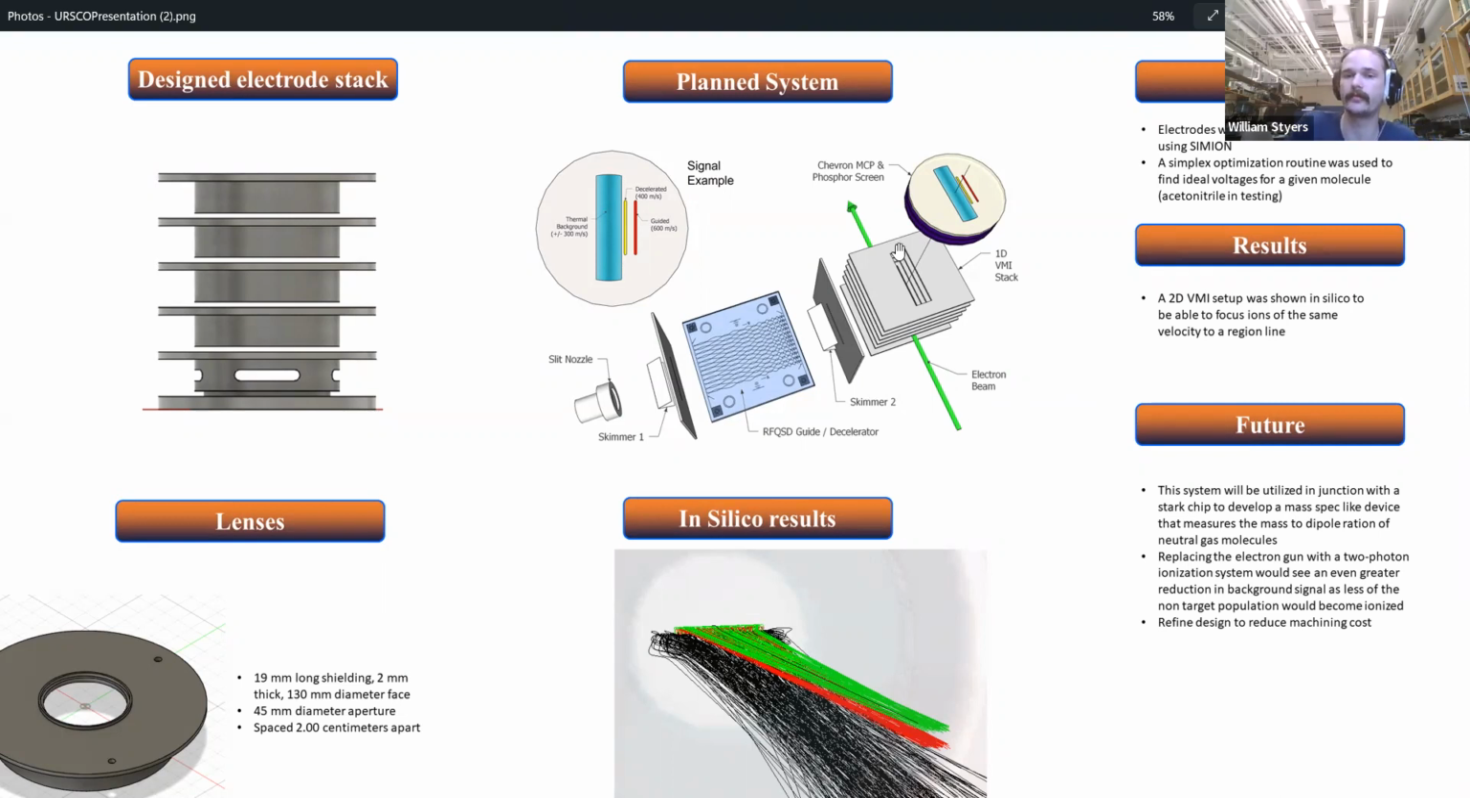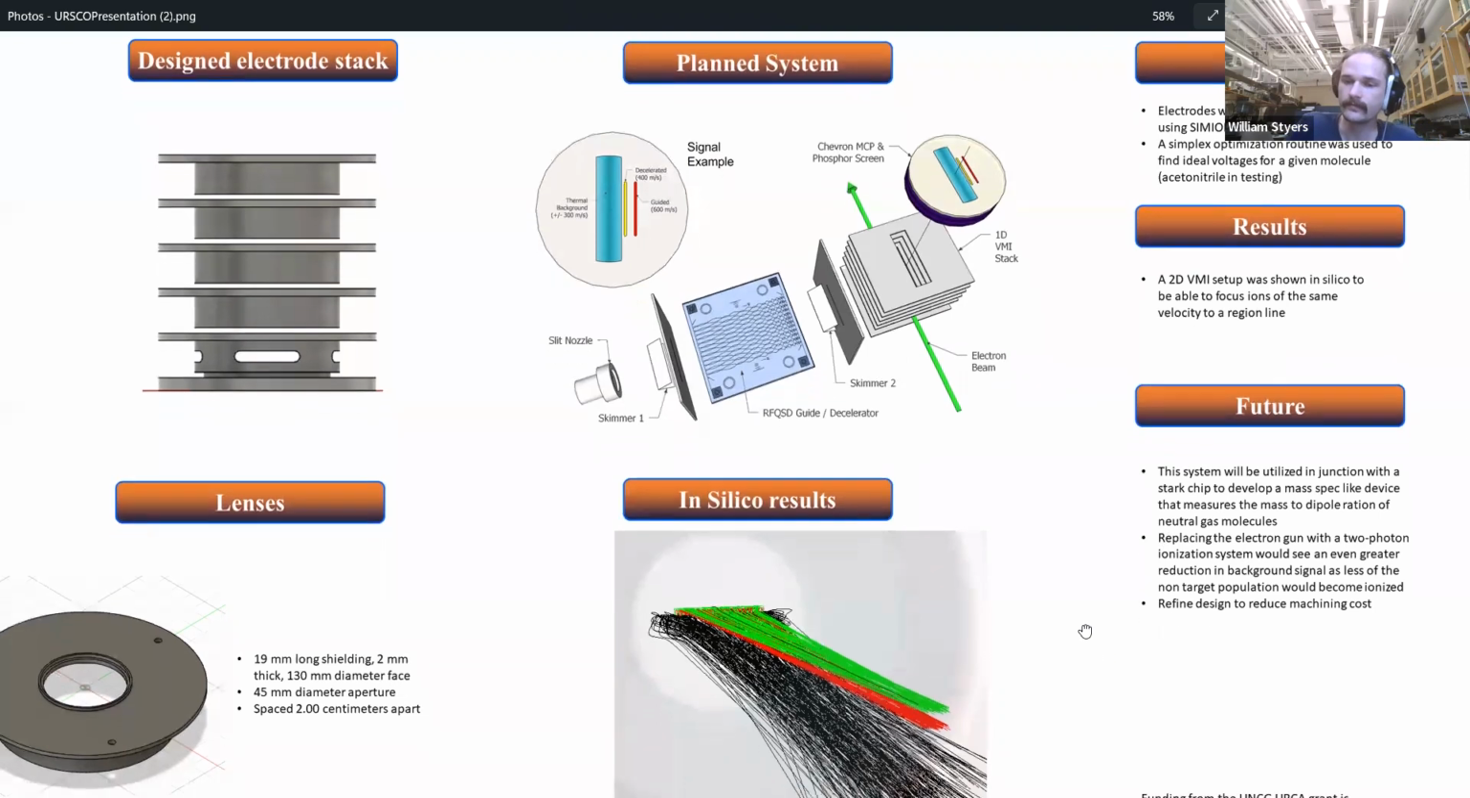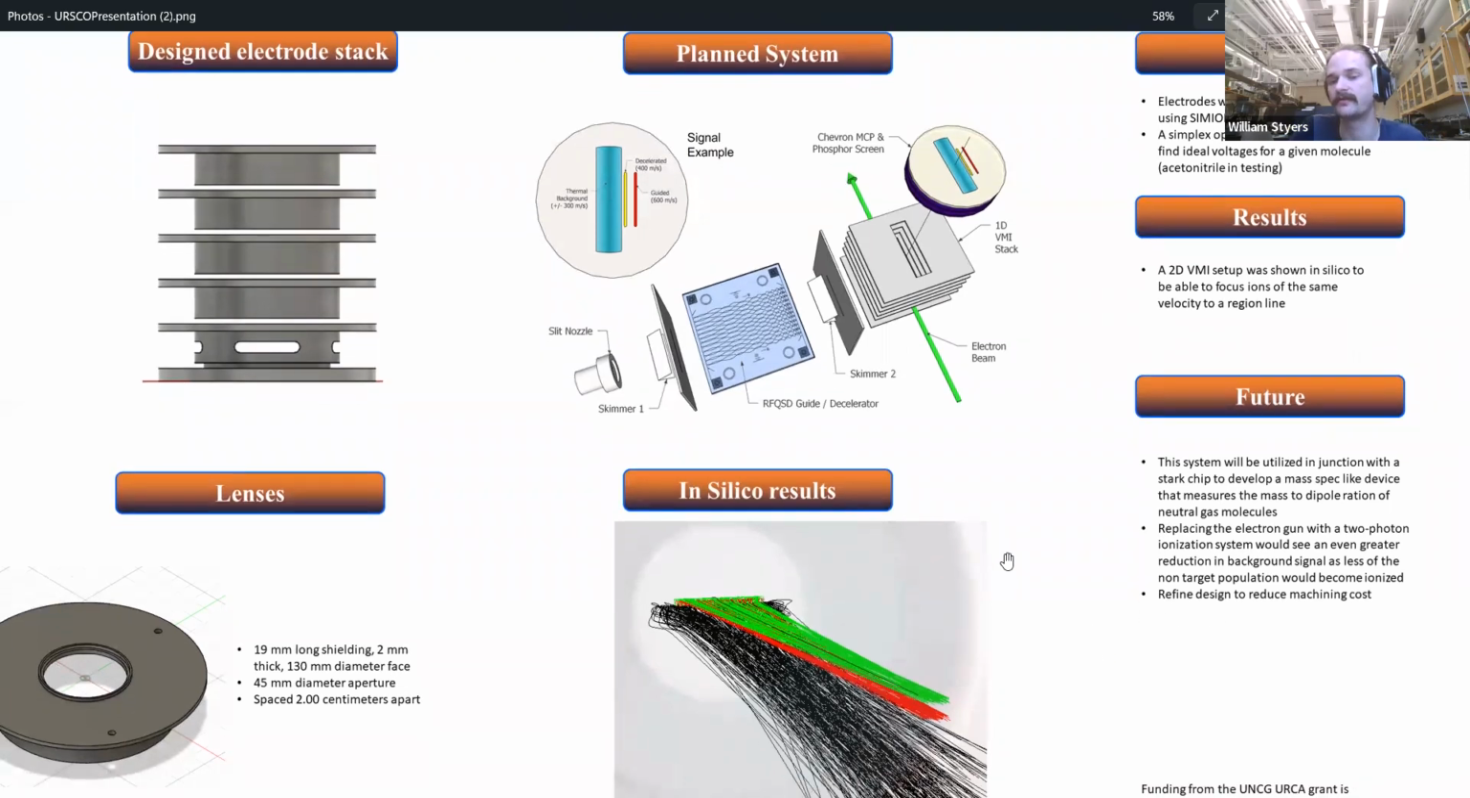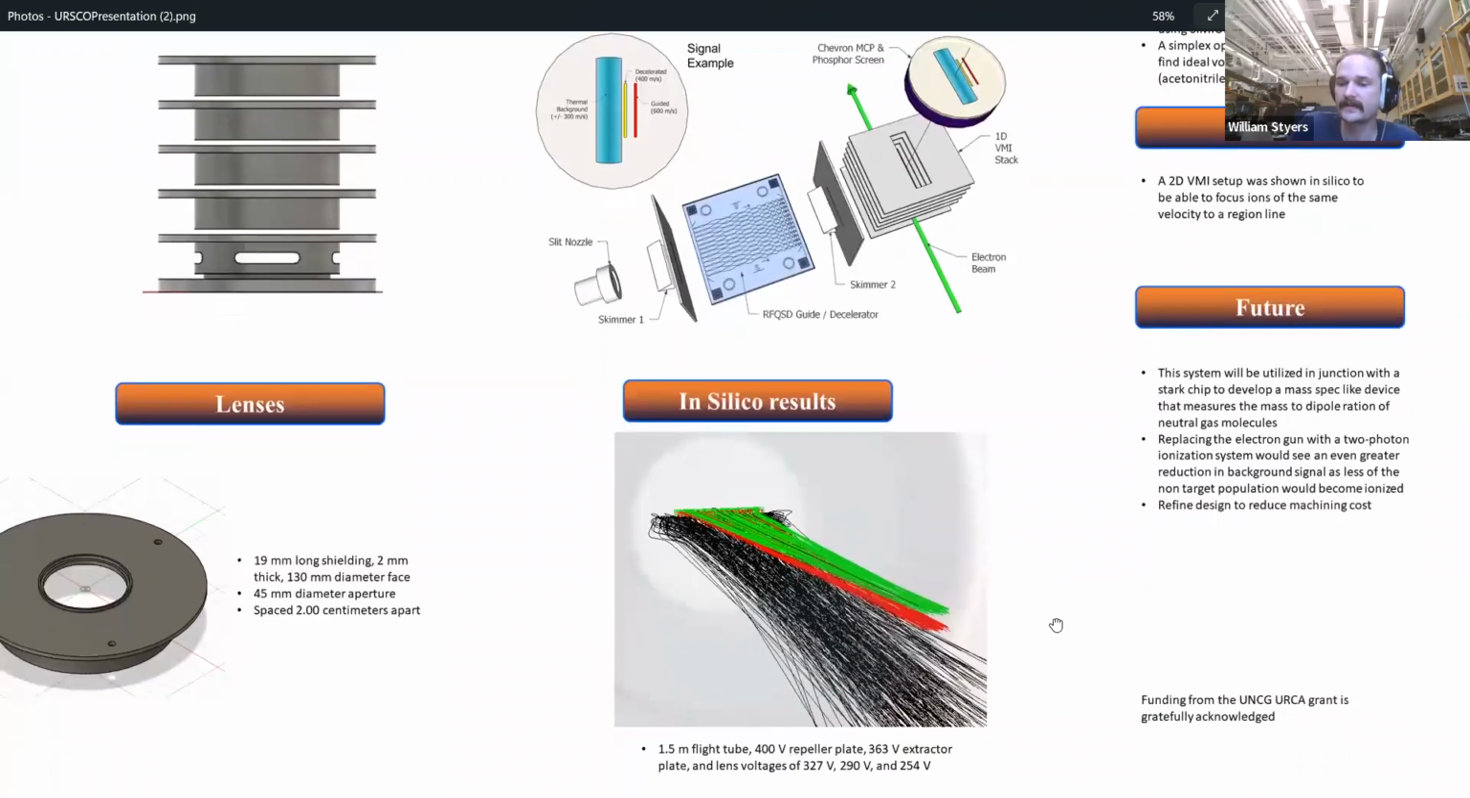We may also consider replacing this electron beam with some other ionization source, such as a 2-photon ionization source, where we can be more selective with the molecules we intend to study to separate them from background molecules that are not of that same type. And currently we're working on refining the design to attempt to reduce the cost it will take to machine.